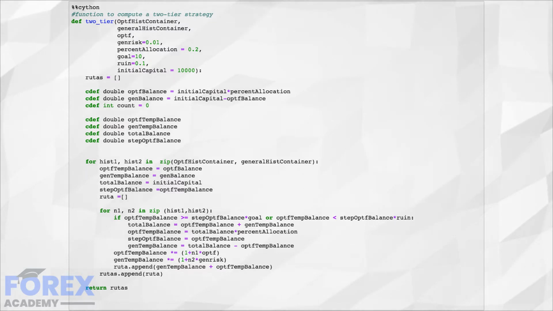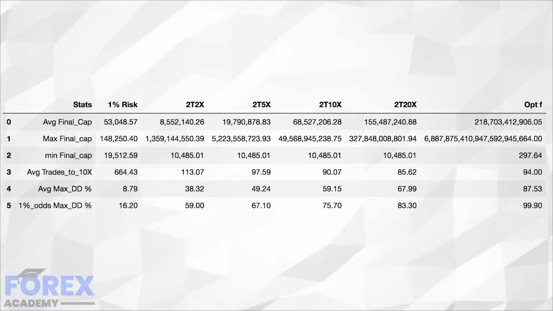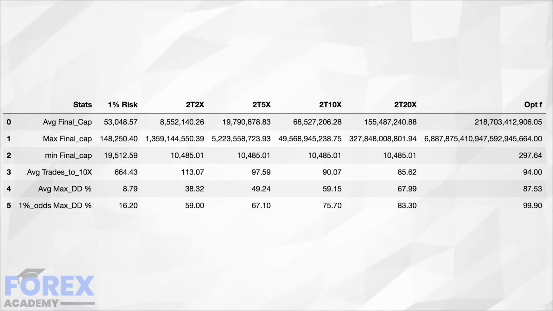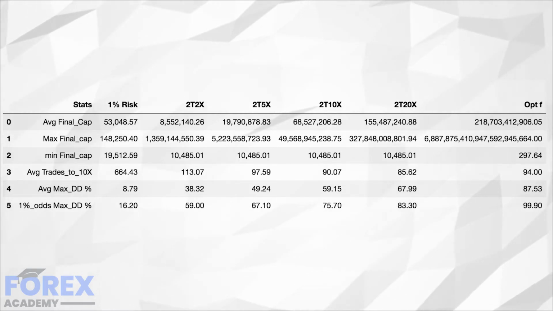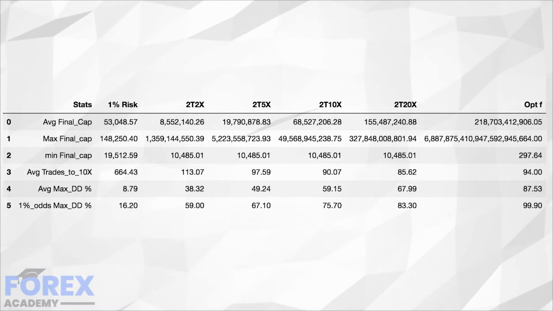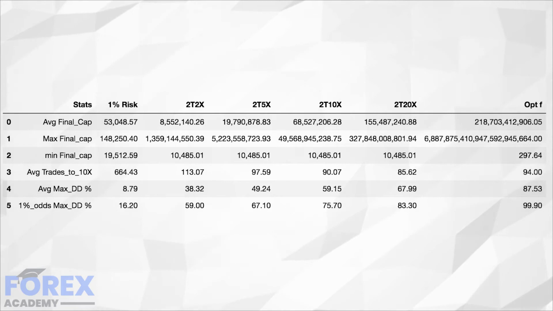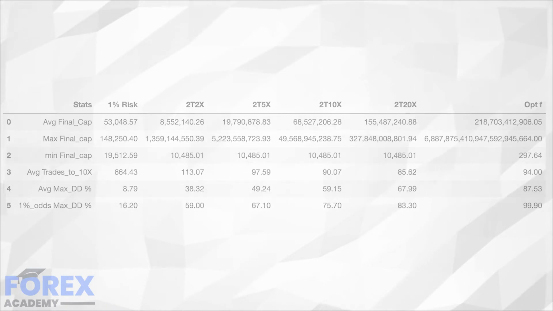The Python code for the entire simulation is shown here. We did this procedure using several targets for the balance of the portion traded using optimal F: 2 times, 5 times, 10 times, and 20 times. We focused the results on the following parameters: average final capital, max final capital, minimum final capital, average trades needed to 10 times the total capital appreciation, average max drawdown, and the drawdown with a 1% probability of occurrence. In the table shown here, we also present the results of the 1% risk and 100% optimal F strategies.